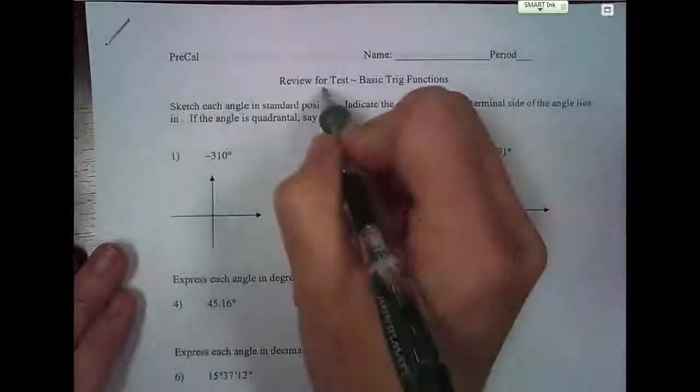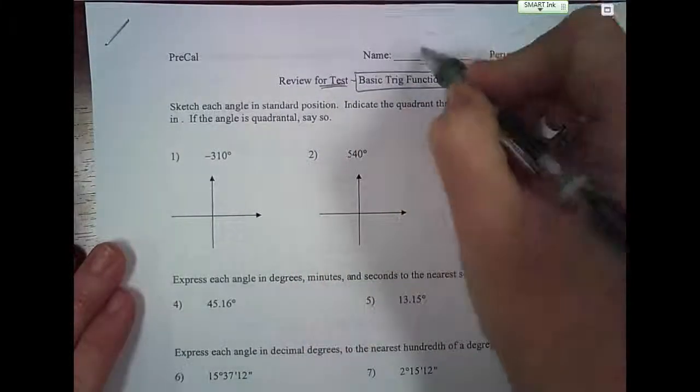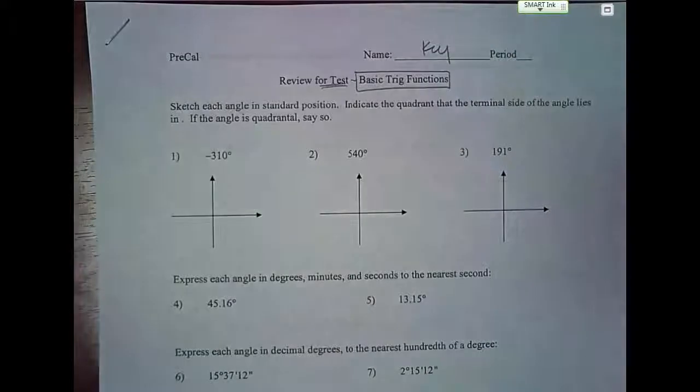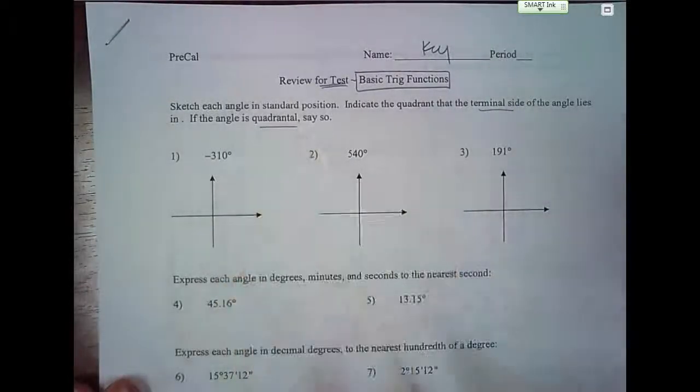Okay, let's review for our test of the basic trig functions. To begin with, it's asking to sketch an angle in standard position and indicate the quadrant that the terminal side of the angle lies on. If it's quadrantal, say so.